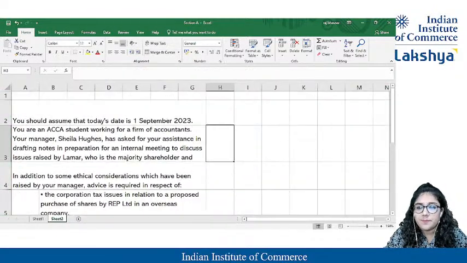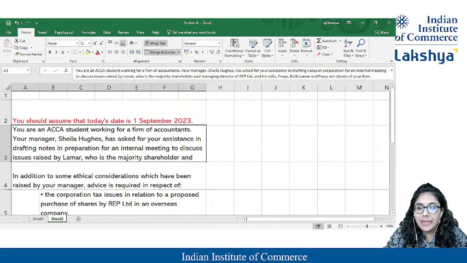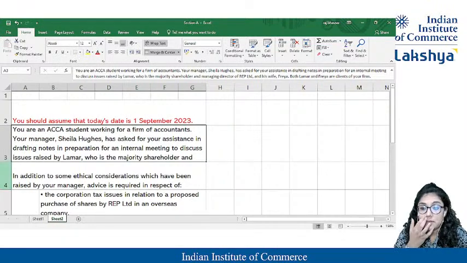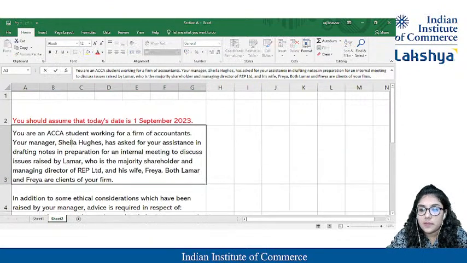So yeah, students, this is the current date, 1st September 2023. Okay, cool. We are a student who wants to have a word with Lammer. Lammer is the majority share owner of the company. Along with that, he is also the managing director of the company. And my manager is whom? Okay, I'll write the names. Sheila Hughes is our manager, and she wants our help in preparing some notes. Okay, we can help her in preparing some notes. That will not be an issue for us.